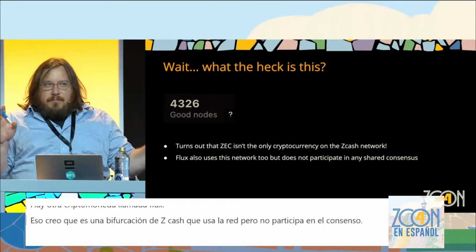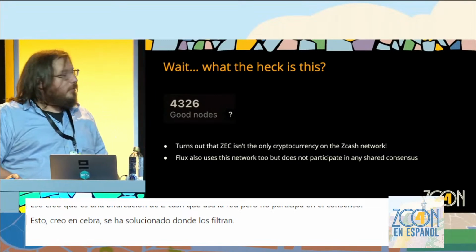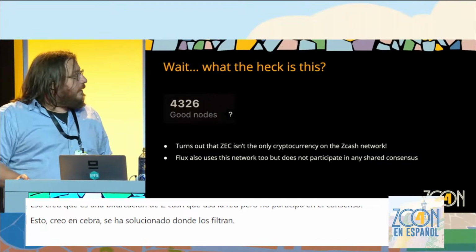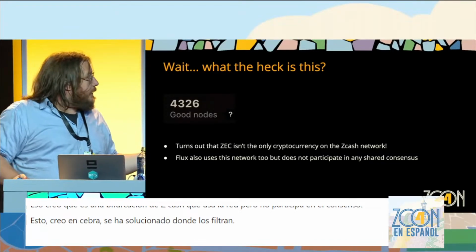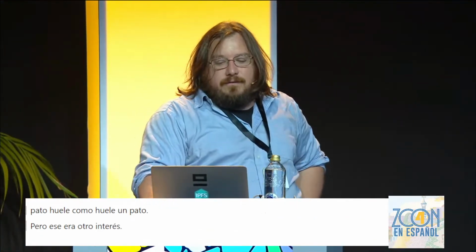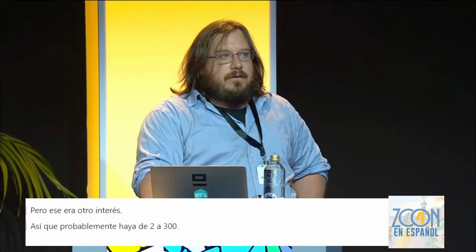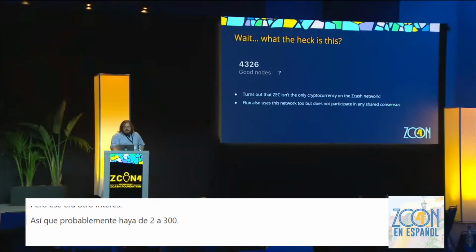It's kind of tough, but you can do a looks-like-a-duck, walks-like-a-duck kind of thing. Quacks like a duck, not smells like a duck. I don't know what a duck smells like. But that was another interesting thing. So there's really probably 200 to 300 Zcash nodes and not 4,000.